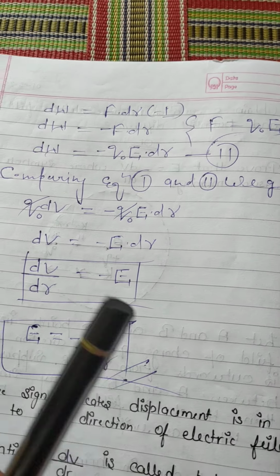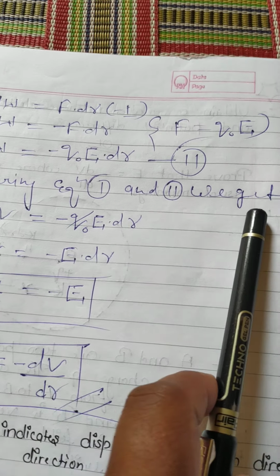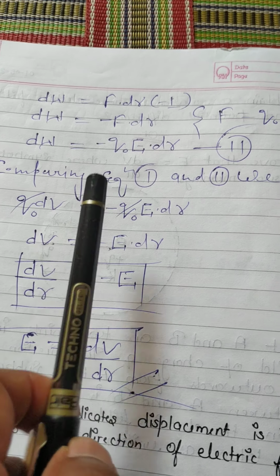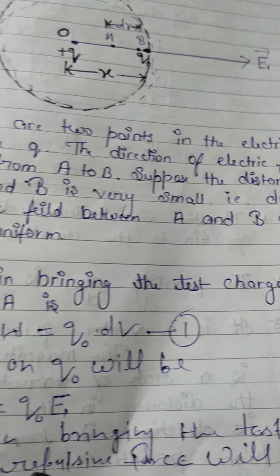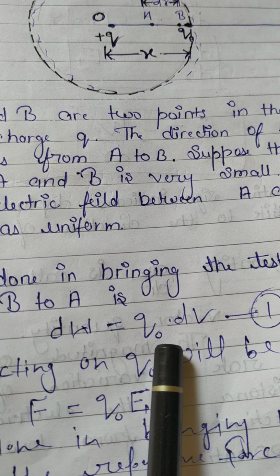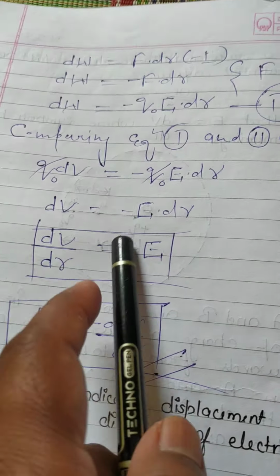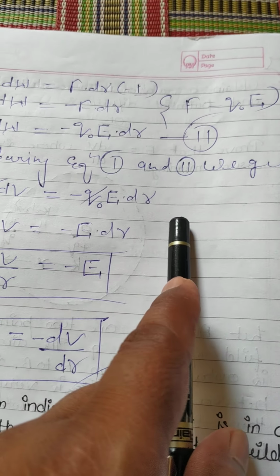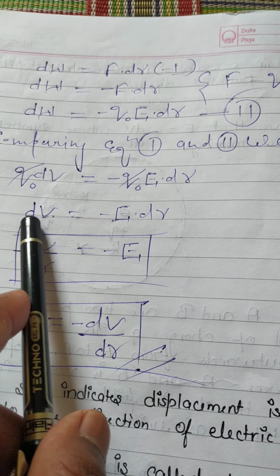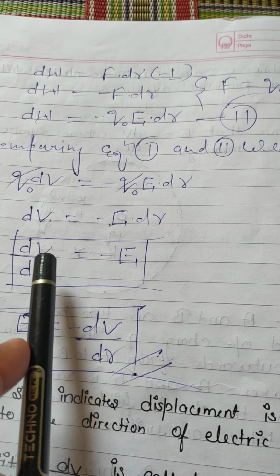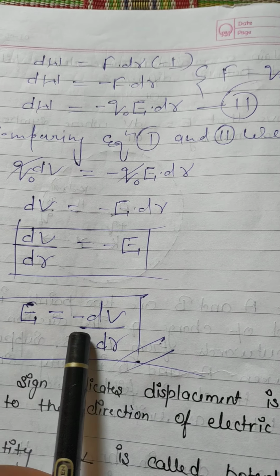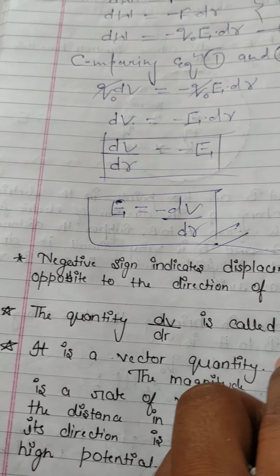Equation number 2. Comparing equations first and second, we get LHS equal to RHS. Equation number 1: dW equals Q0 dV. So Q0 dV equals minus Q0 E dr. Q0 cancels. dV equals minus E dr. dV upon dr equals minus E. E equals minus dV upon dr.